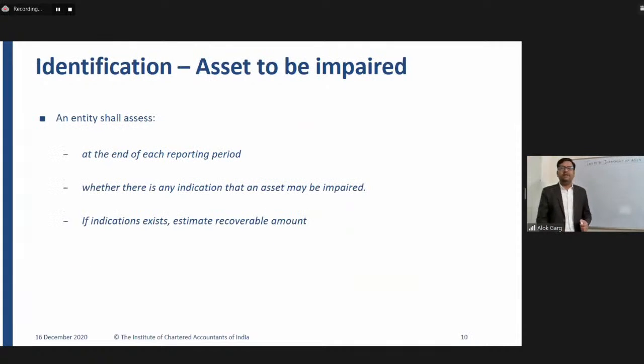Then we discussed identification of an asset that may be impaired. For every asset, we need to assess at the end of each reporting period whether impairment indicators exist. If impairment indicators exist, then we have to go for detailed impairment testing and estimation of recoverable amount, otherwise not. But we have discussed 3 exceptions to it. What are the 3 exceptions, Ambika?